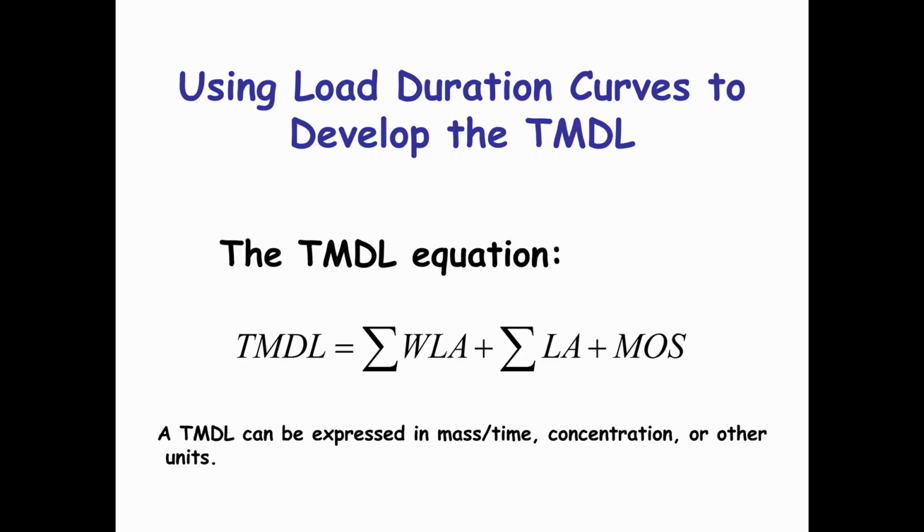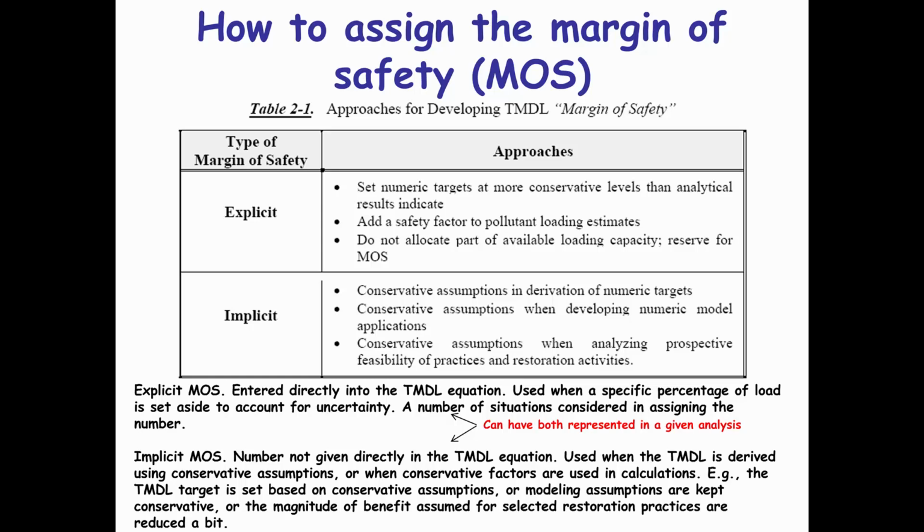The TMDL can be expressed in terms of mass per time, let's say kilograms per day. It can be expressed as a concentration for some things, such as oxygen. You might want to use concentration, or BOD, which would be biological oxygen demand, or other units could be used as well. So with that, I'll stop this video and we'll move on and look at what the margin of safety is in the next video.